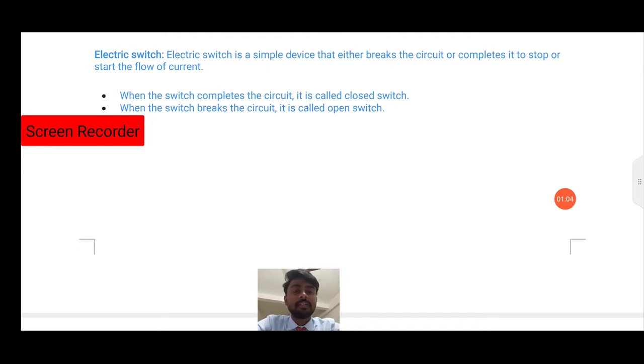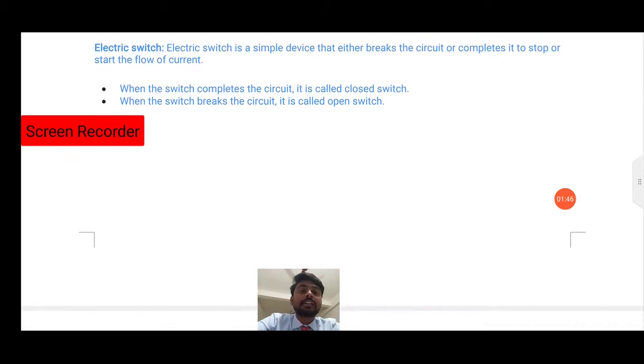See, it is very important. An electric switch is a simple device that either breaks the circuit or completes it to stop or start the flow of current. So this is an electric switch. Stop or start the flow of current. So that is a switch.